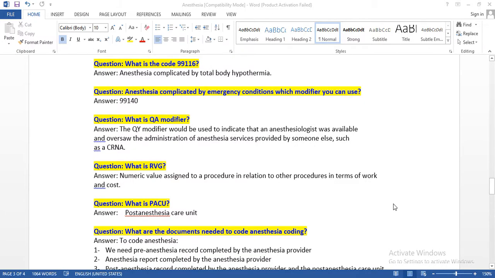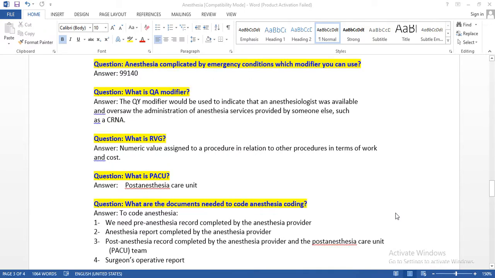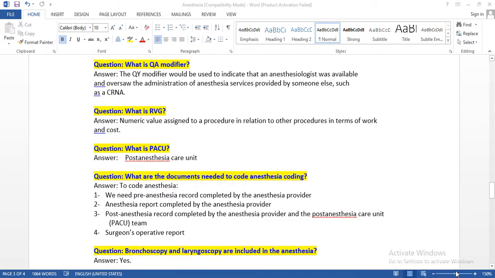Next question: what is the code 99116? Answer: anesthesia complicated by total body hypothermia. Next question: anesthesia complicated by emergency conditions, which code can you use? We can use 99140.